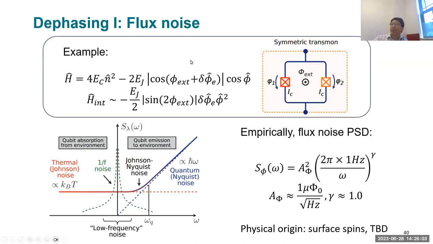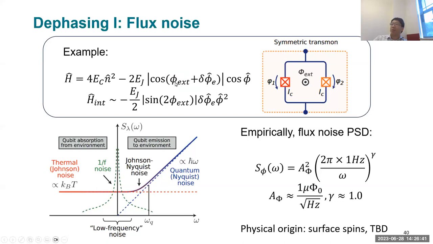One is the flux noise. A typical example would be a symmetric transmon. Let's say you have a transmon that has two identical junctions and you thread an external flux through it. You have probably learned that this is a way to make a simple transmon with a tunable inductor. So what you have here is a charging energy and a junction energy, and the junction energy still has the cosine phi term, but the junction inductance is effectively tunable by the external flux, cosine phi external, which is what we apply here.